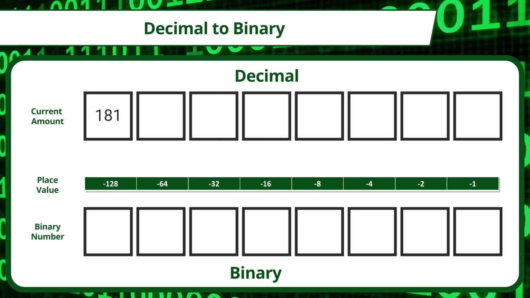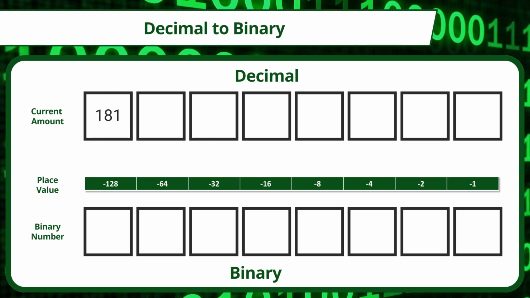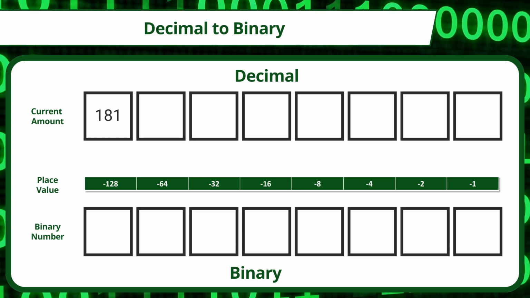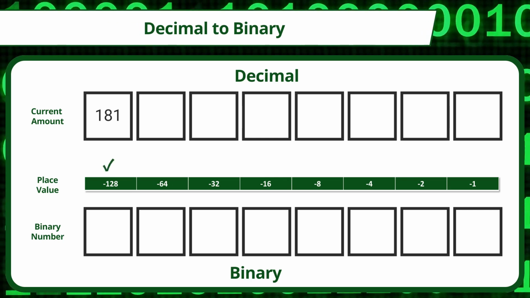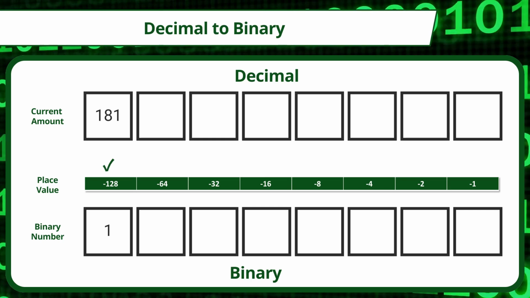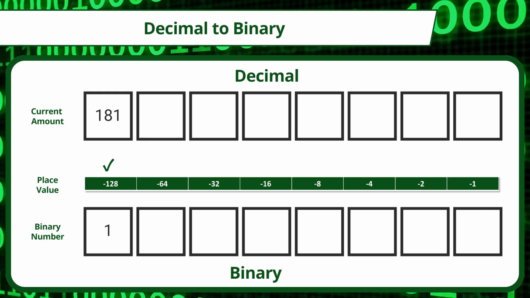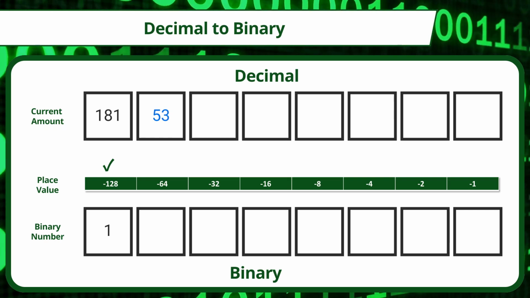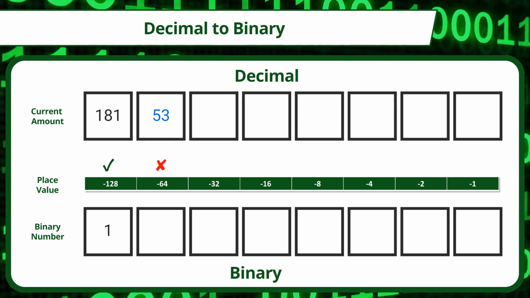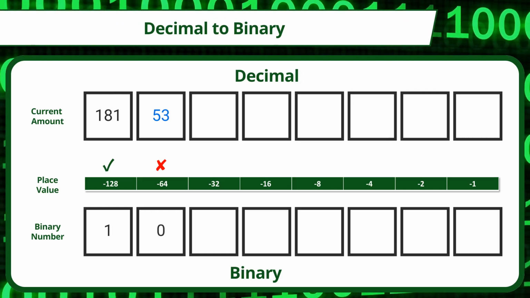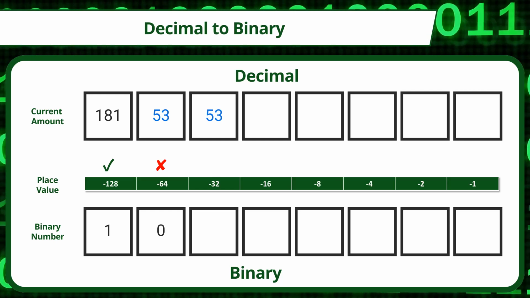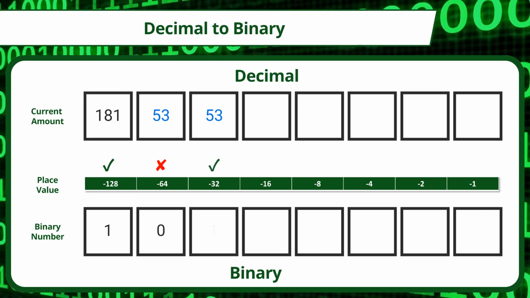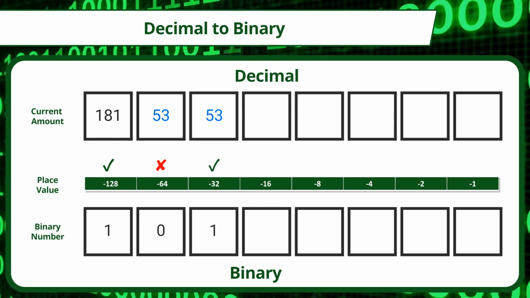So let's start. We begin with decimal value 181, and our first place value is 128. Can 128 fit into 181? Yes, it can. So we record a 1 in the 128 column at the bottom and subtract 128 from 181. That leaves us with 53. Now we check 64. Can 64 fit into 53? No, it's too large. So we record a 0 in that column and keep our current decimal amount at 53. Next is 32. Can 32 fit into 53? Yes, it can. Therefore, we place a 1, subtract 32, and that brings our current amount down to 21.